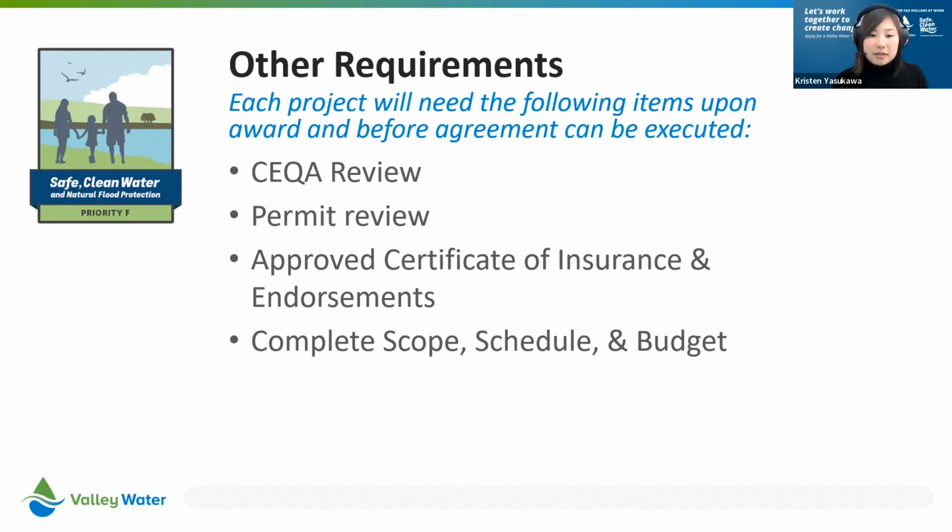And then the insurance requirements that were listed in the standard grant guidelines, we will then be asking for that insurance documentation to ensure that it meets the requirements. And then after the award as well, we will work with the newly awarded grantee to update and complete the scope, schedule, and budget based on the amount that they're awarded, if they're awarded a percentage of what they requested.